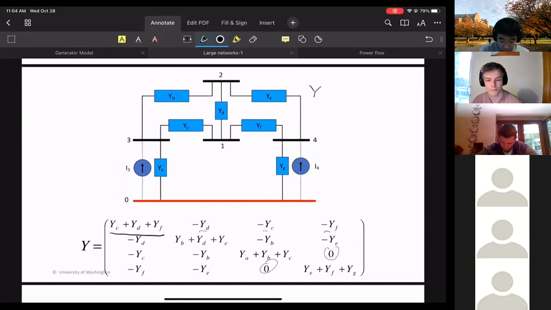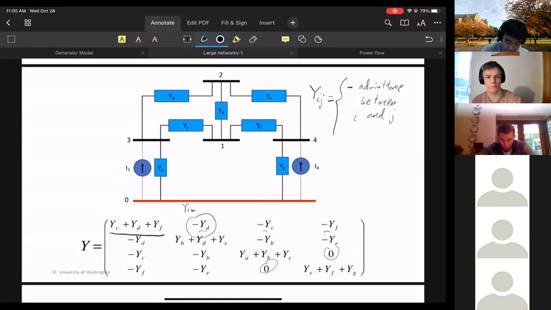So if you look at the yij term in this Y matrix, this equals the negative of the admittance between i and j. Once you number the buses, you can write the negative admittance between the buses. For example, this is y12, the negative of the admittance between 1 and 2. Okay, right? This is how you read it.